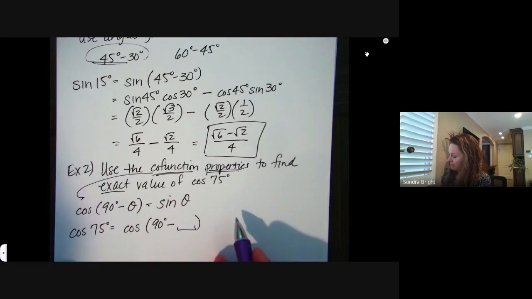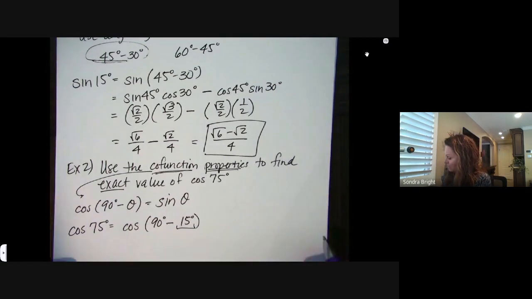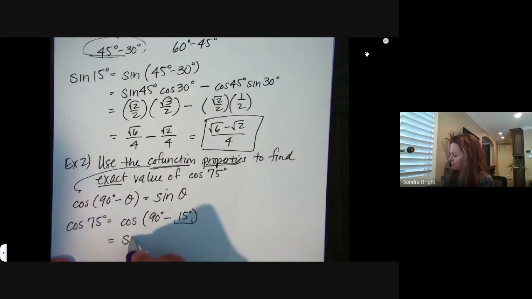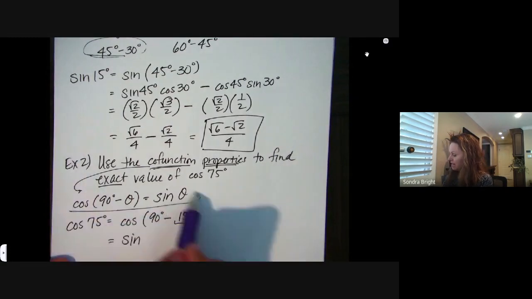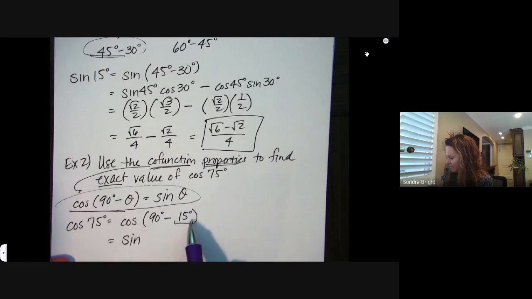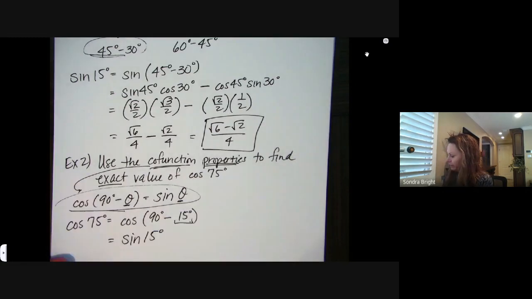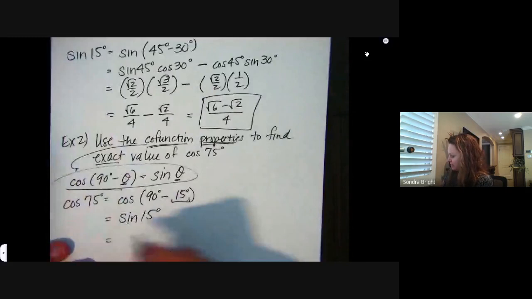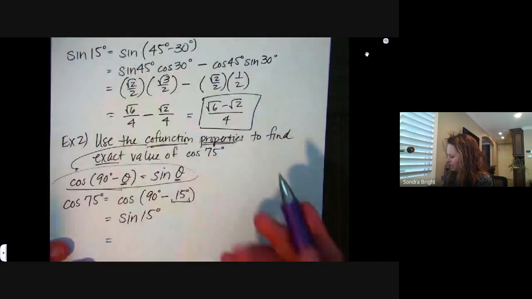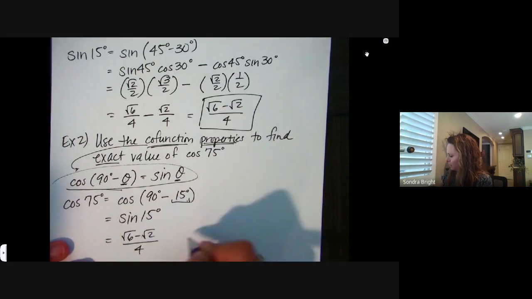And that would be, if it was a 15 right there. Well, that's equal to sine of, using the cofunction property, cosine of 90 minus theta, cosine of 90 minus 15 is equal to sine of theta. This theta and this theta are the same angle, so that means this is equal to sine of 15 degrees. And from example 1, we just found what sine of 15 degrees is. That's rad 6 minus rad 2 all over 4, and that's from example 1.